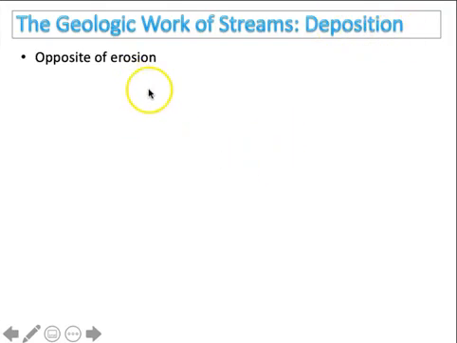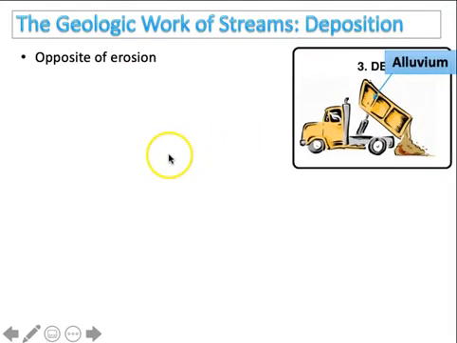All the rock that streams pick up and transport eventually is dropped off through the process of deposition. Think of this as the opposite of erosion. Deposition happens wherever there is a decrease in velocity and the stream loses some of its energy to transport its load of sediment. The sediment deposited by a stream is known as alluvium. So here the dump truck is depositing its load. The load deposited by streams is given the term alluvium.